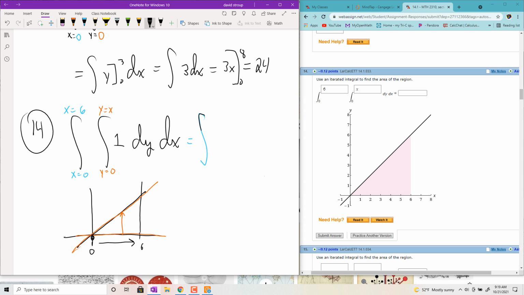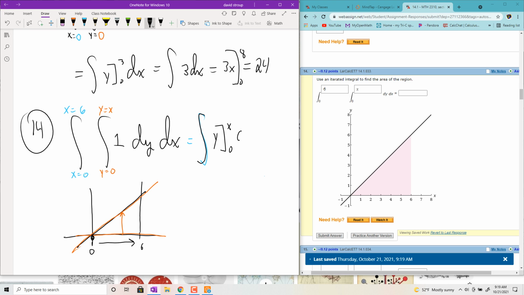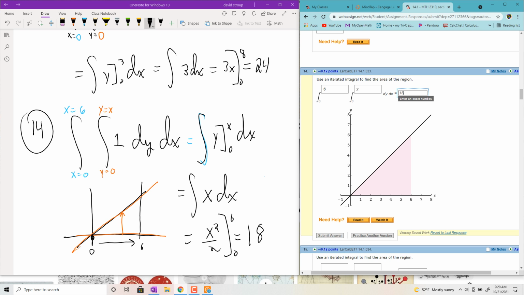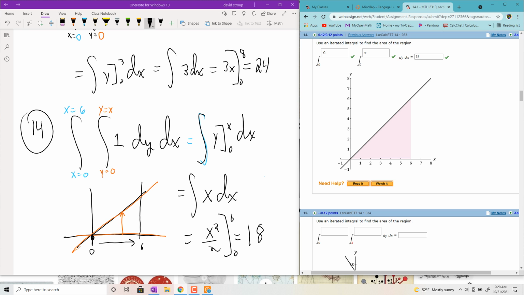So the inner integral, the integral of 1 with respect to y, would just be y, going from 0 to x. Then evaluating y on those limits, it'd be x minus 0 dx, and then the integral of x with respect to x is x squared over 2 from 0 to 6. It's going to be 36 over 2, so 18. Okay, great.